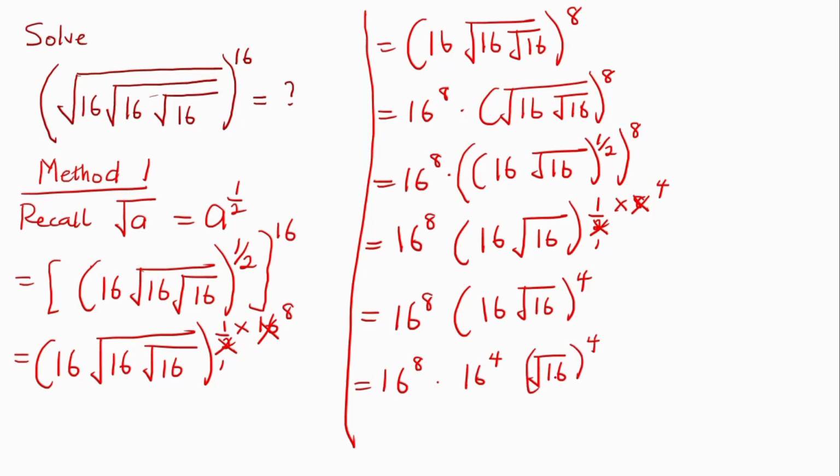Now rewriting the root of 16 as a raised to the power of 1 over 2, this becomes 16 raised to the power of 8 times 16 raised to the power of 4 of 16 to the 1 over 2. So from this we have 16 to the 1 over 2 all raised to the power of 4. So from this right here we have that 16 raised to the power of 8 multiplied by 16 raised to the power of 4 multiplied by 16 raised to the power of 1 over 2 times 4, and this becomes 16 raised to the power of 8 times 16 raised to the power of 4 times 16, 2 here is 1, 2 here is 2, 4 is 2, and this becomes 2.